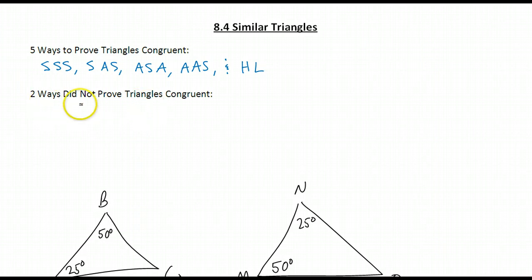And there are 2 ways that we looked at that did not prove triangles congruent: side, side, angle, and angle, angle, angle. Today, I want to look at angle, angle, angle.